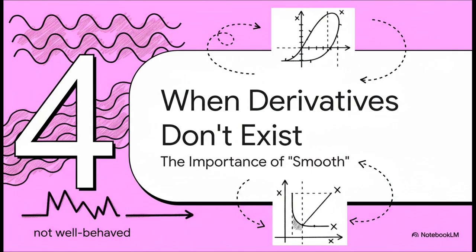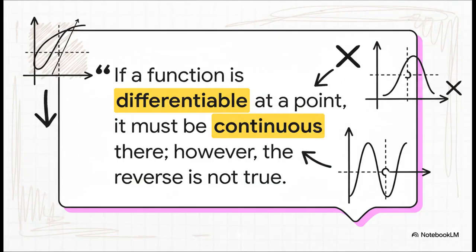For a function to have a derivative at every single point, it needs to be, let's say, well-behaved. The more technical term is smooth. And this brings up a really key relationship in calculus. Think of it this way. Being differentiable, that is, having a derivative, is a much stricter club to get into than just being continuous.